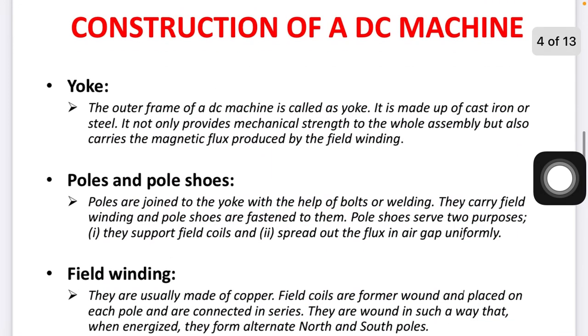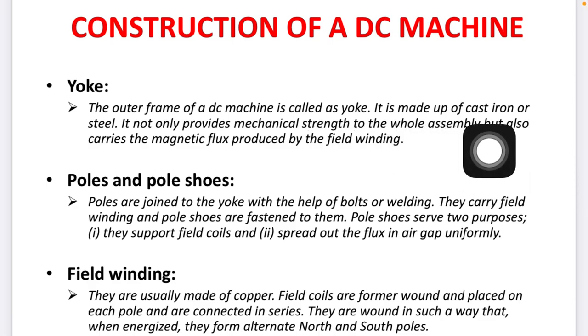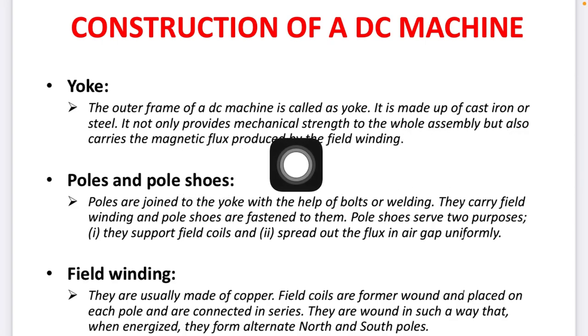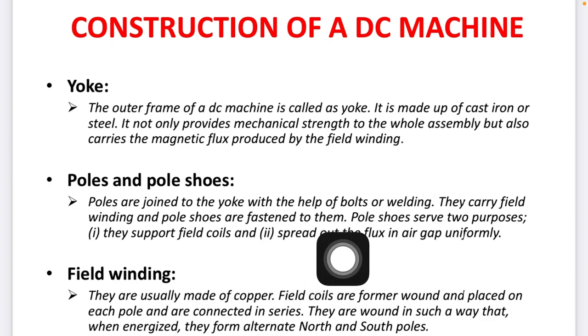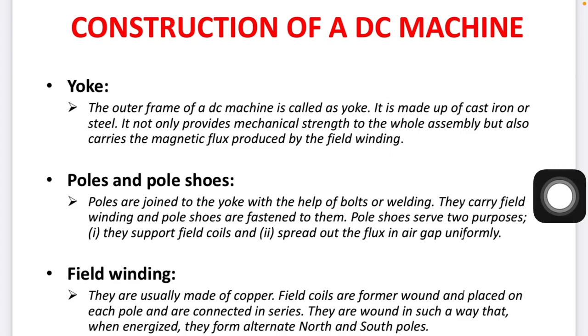Now, a description of the construction. First, the main part is the yoke. The yoke is the outer frame, made of cast iron or steel. It provides mechanical strength to the whole assembly and also carries the magnetic flux produced by the field winding.